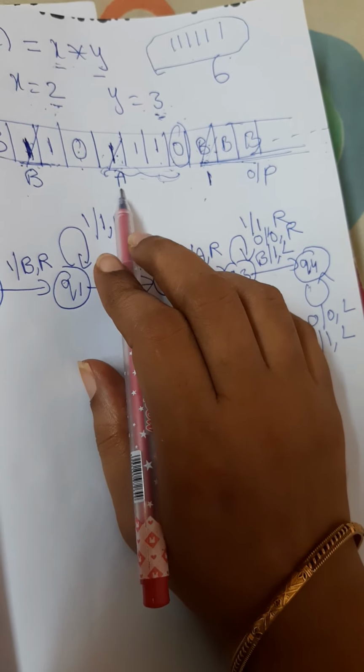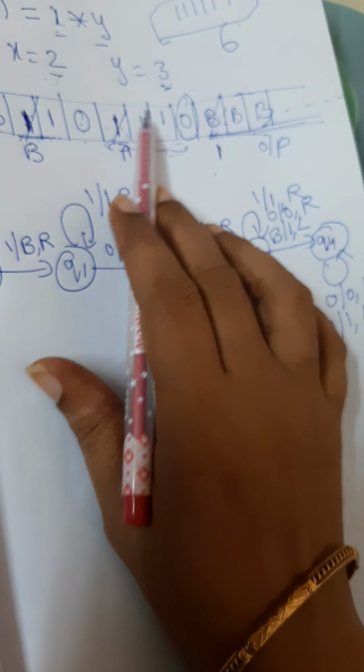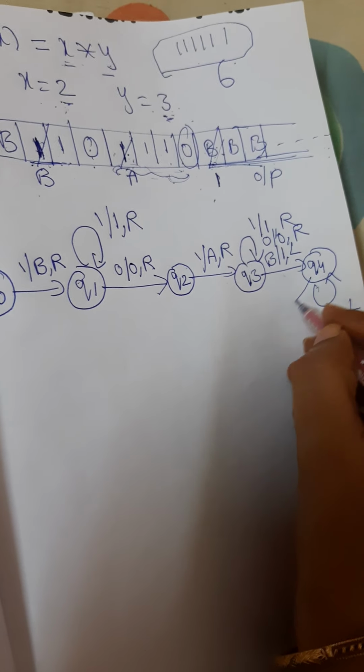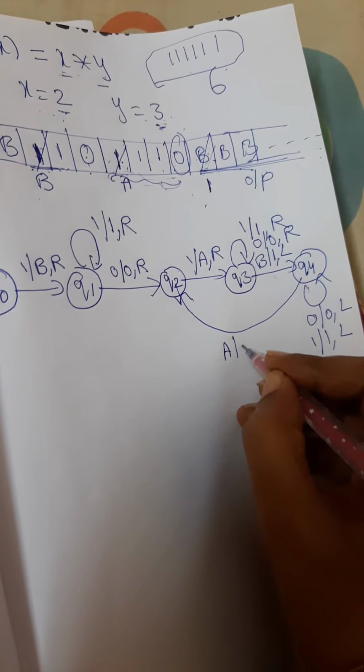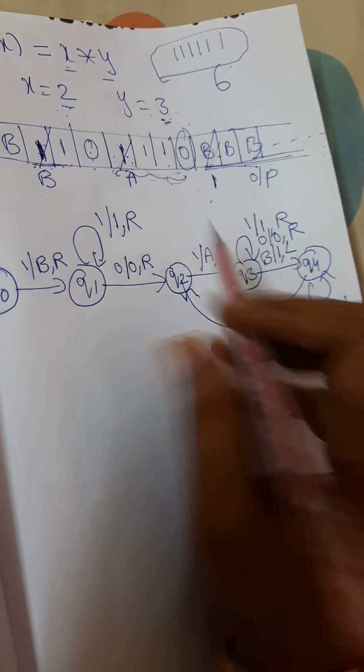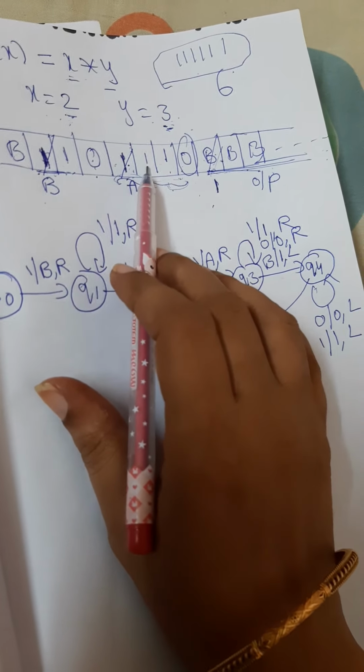So when you are getting A, again you have to move right. When you are moving right, again the same process will be repeated. So for that reason, I'll take it here. So when you have A, just move right. You are not doing anything and you are moving right.